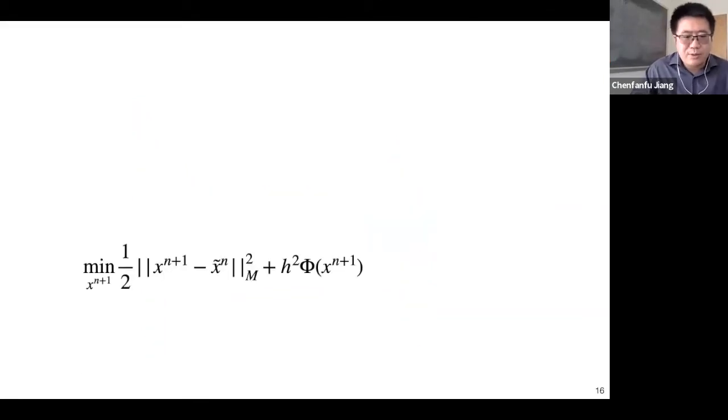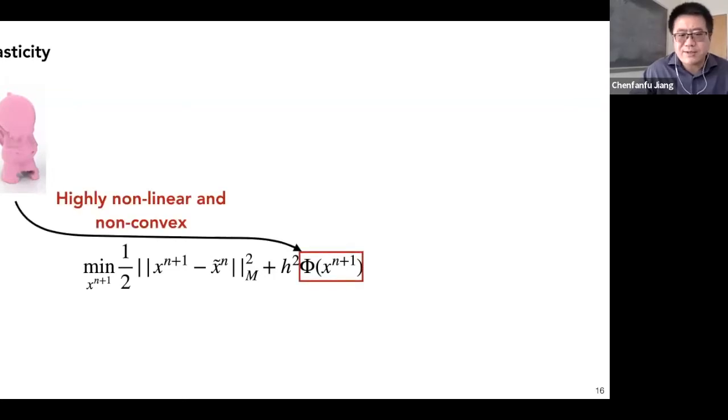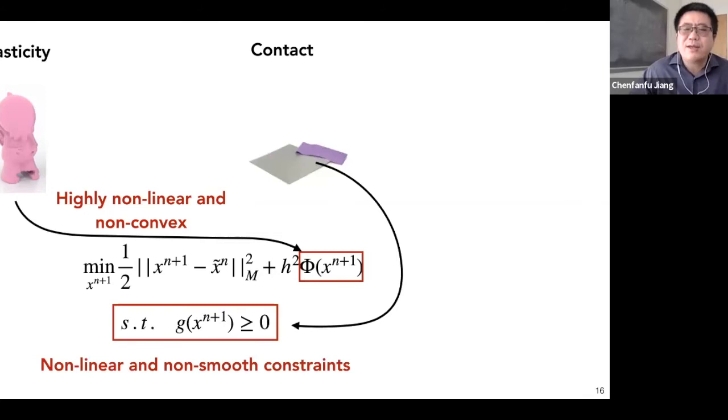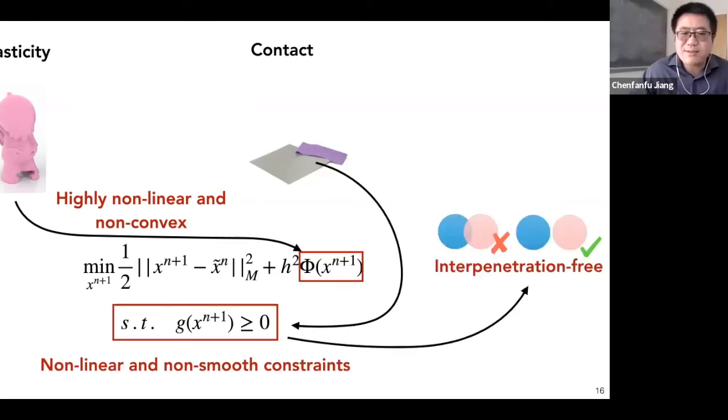So as just mentioned, the elastic potential without contact is already nonlinear and non-convex. That makes the optimization problem hard to solve. And now contact adds extra complex constraints to the optimization problem. Basically, these constraints will prevent objects from interpenetrating.